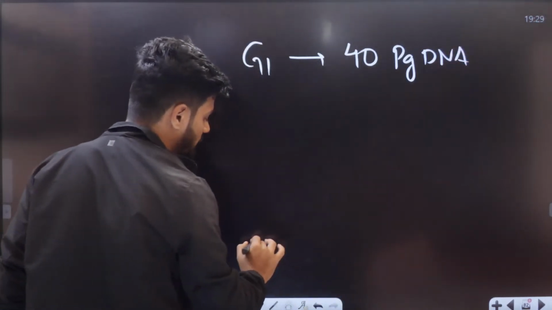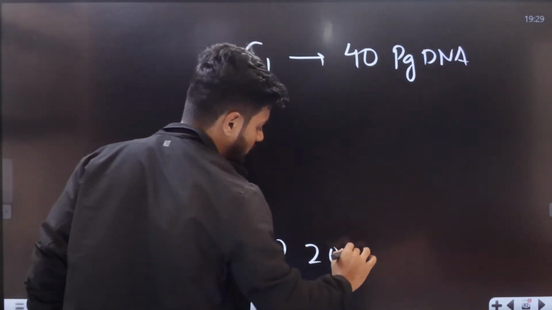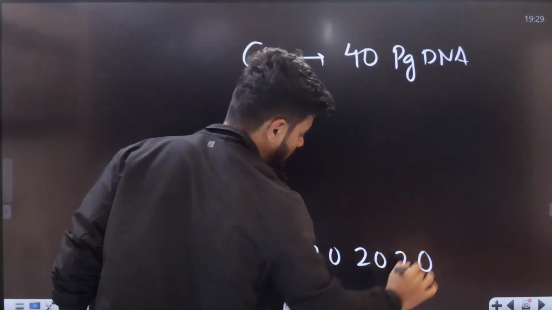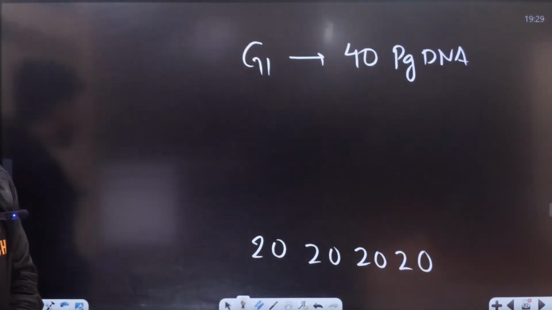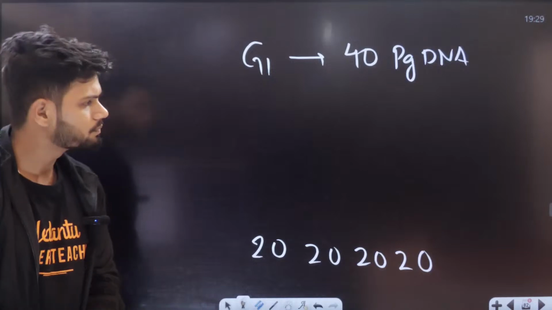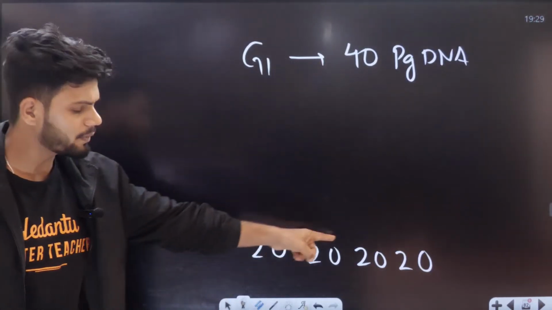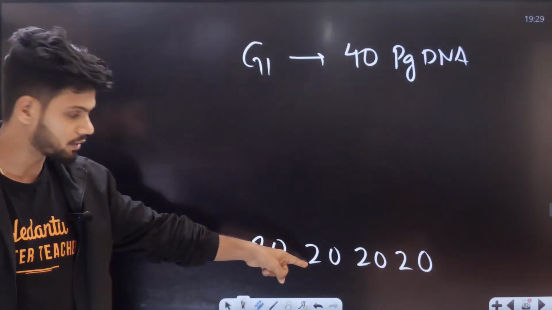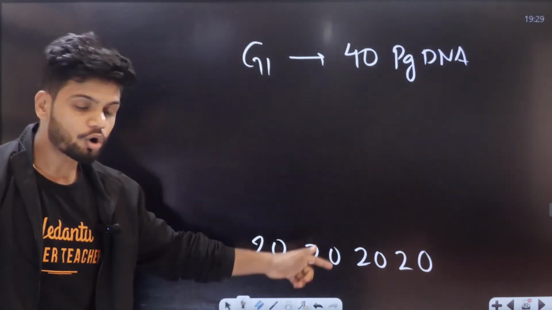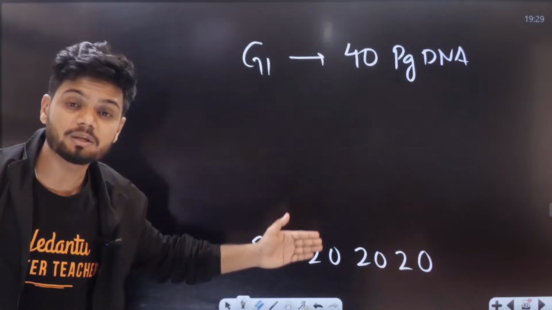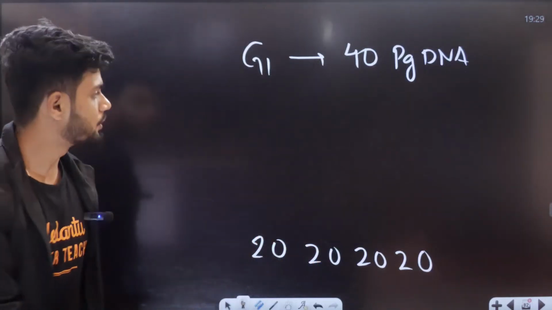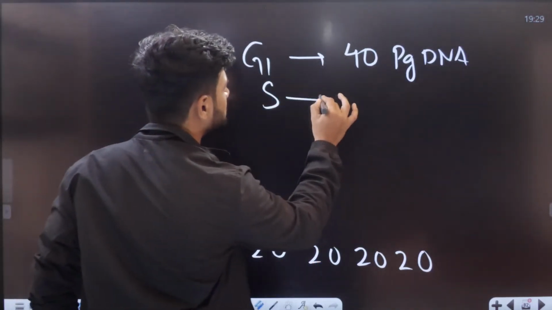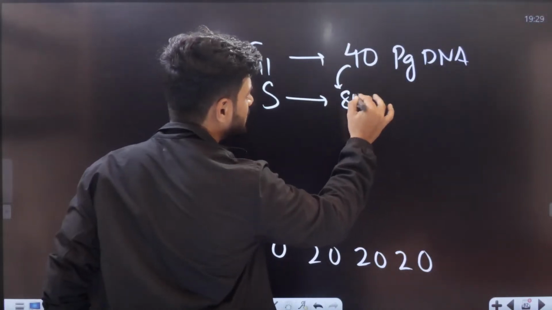But at the end, what do we have? 20, 20, 20 and 20. We have 4 different cells. Now, how do we get from 40 to 20, 20, 20? Doesn't make sense. 20 plus 20 is what? 40, 80. So, how do we get from 40 picogram to 80 picogram? Because in the S phase, it became 80 picogram.